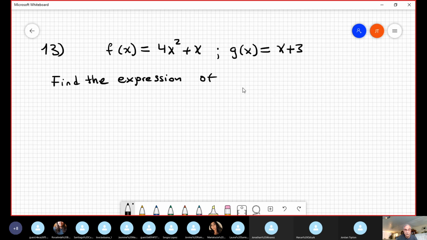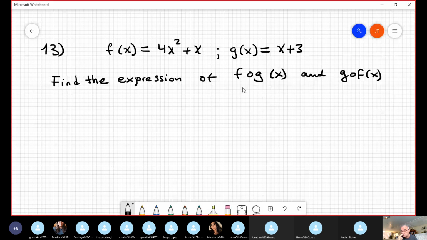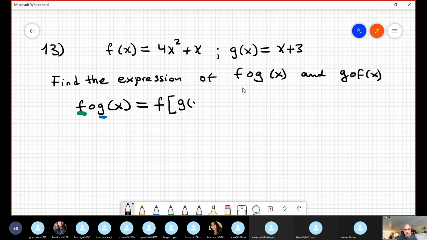of f composition g. This small circle indicates composition, in the opposite order. And the order, remember, is extremely important. Composition is f composition g. It's the notation, a symbolic way to indicate this idea. We have two functions. The first one is g, because it's closest to the domain, x. And the second one is f. So the interpretation is you evaluate f of g of x.